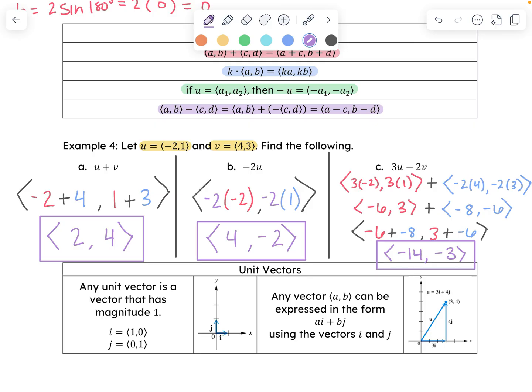Okay, now this is not the only way you can see vectors represented when we are talking about adding, subtracting, multiplying, that kind of thing.